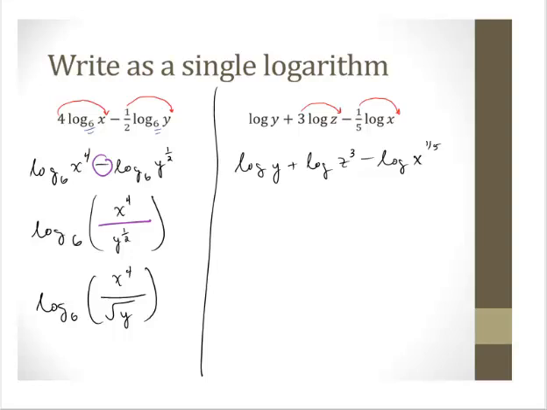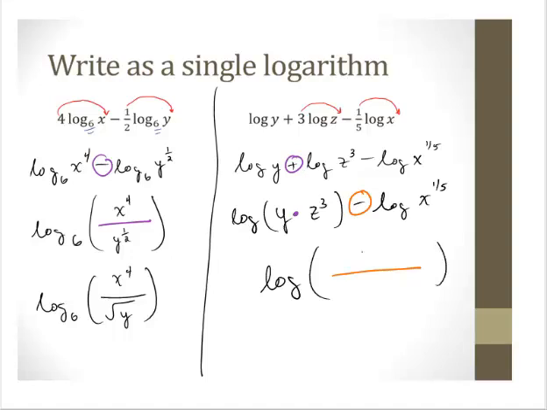Now, since I have a sum here, I can write these two logarithms as a logarithm of a single product, y times z cubed. And now, since I have a difference of logarithms, I can write a logarithm of a single quotient, where I'd have y z cubed in the numerator and x to the 1/5 in the denominator.